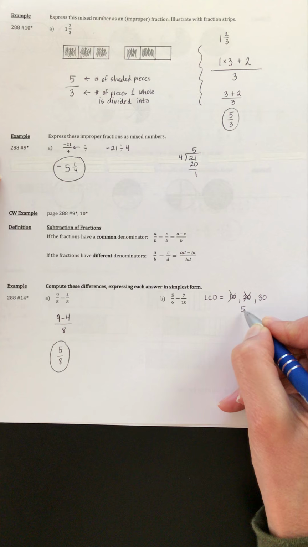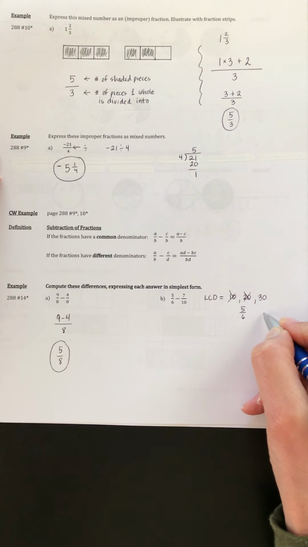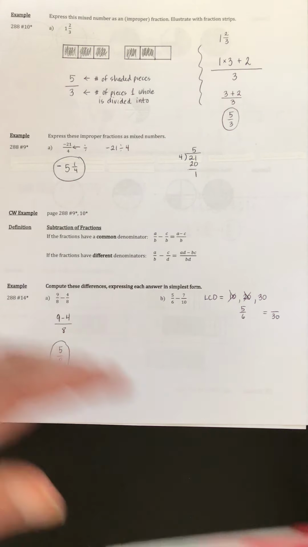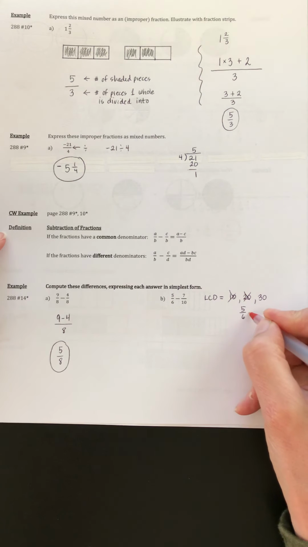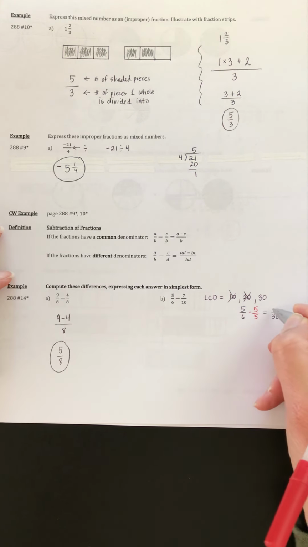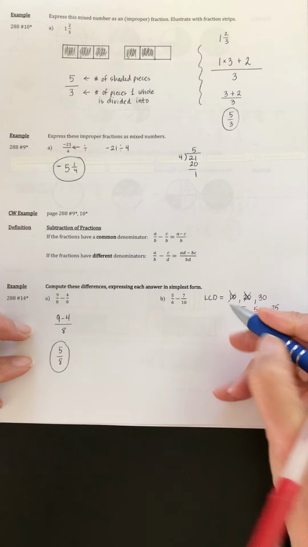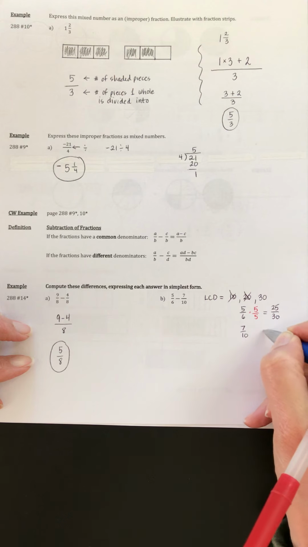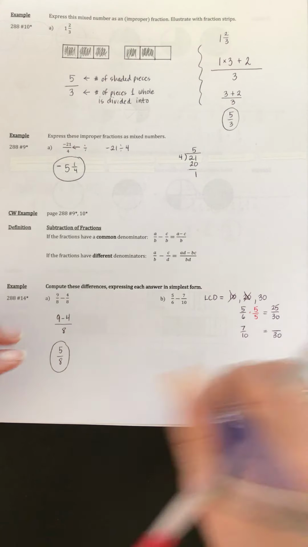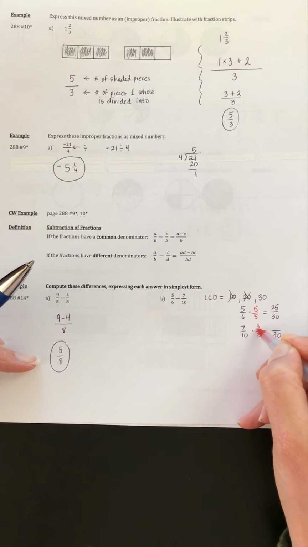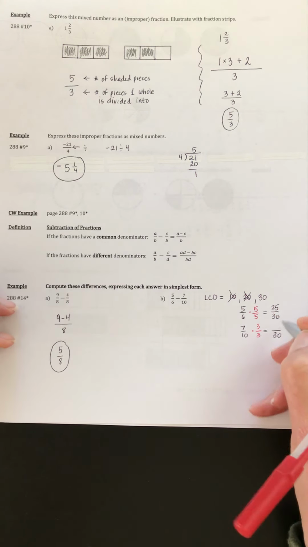So let's go ahead and figure out what these fractions would be. 5/6 is going to equal how many 30ths? That's what we're asking ourselves. To get from 6 to 30, we have to multiply by 5. And whatever we do in the denominator, we have to do in the numerator. So we get a total of 25/30ths there. Then we have 7/10. We need to convert it to 30ths. How do we get from 10 to 30? Multiply by 3 over 3, so that becomes 21.